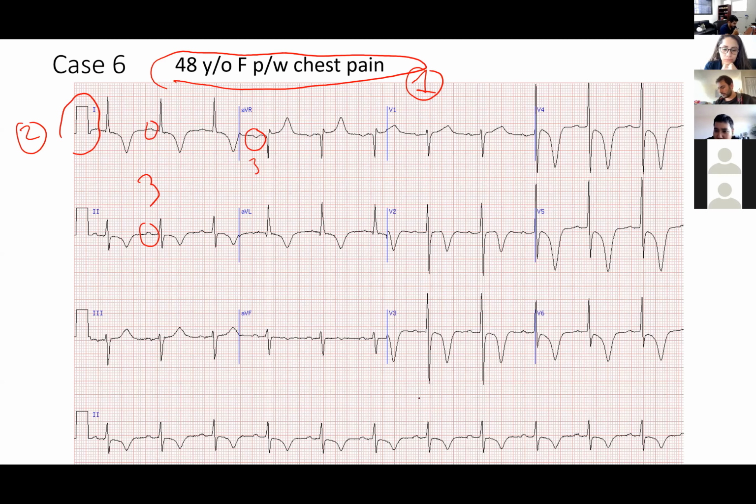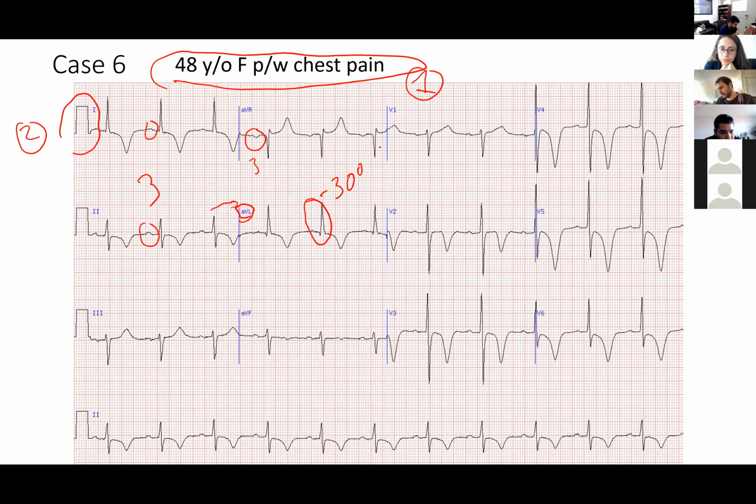For the axis, 1 and 2 are both positive, and on 2 it looks mostly biphasic. Correct. When you see a biphasic one, you want to see the perpendicular, which is AVL. And that one is positive. So you will see that the axis is toward AVL, right? So it's minus 30 degrees, still within normal. Okay, what else do you see?